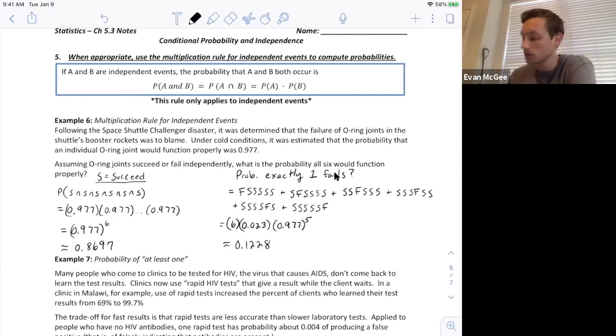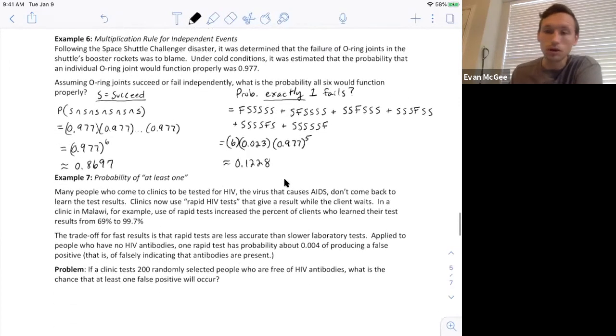Now it is important that you understand I'm saying exactly one, because if I said what's the probability that one fails, well, that's a different question, because if 3 of them fail, then technically one has failed. That's what we're going to talk about in the next question here. So this is exactly one. The probability of at least one is a different problem here.